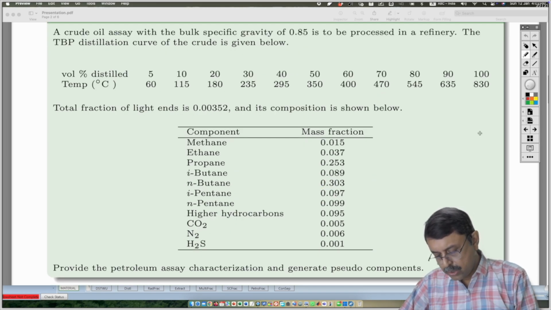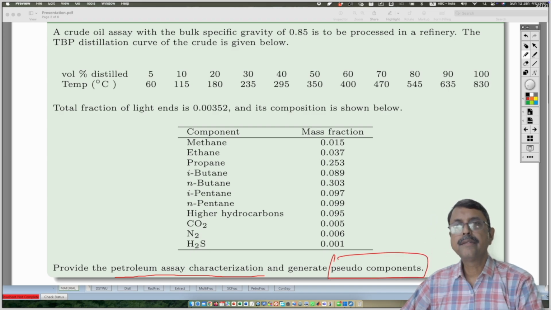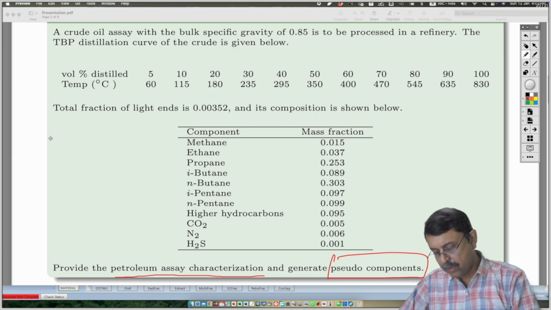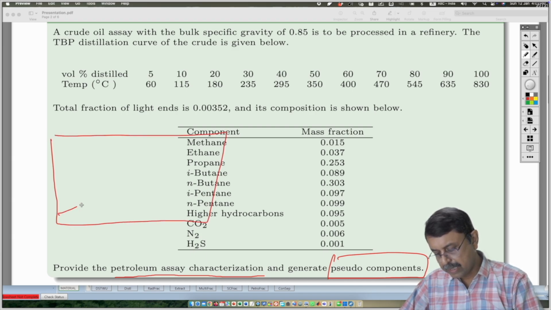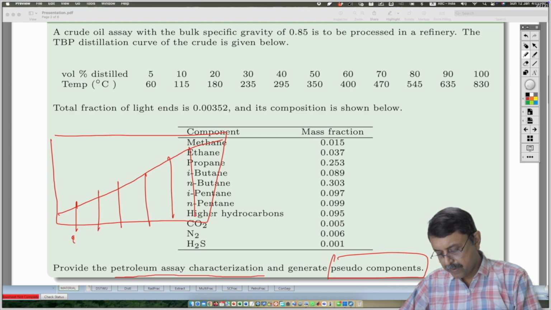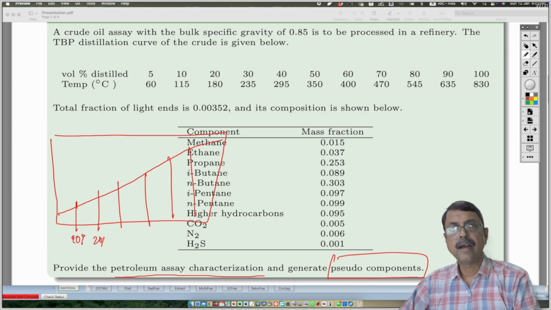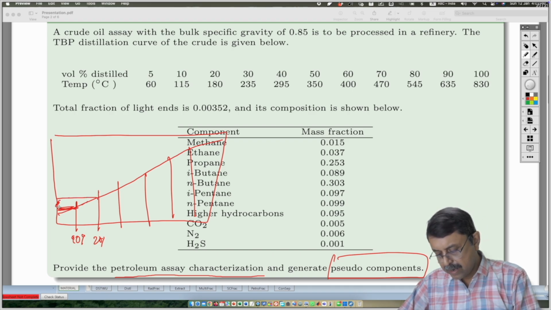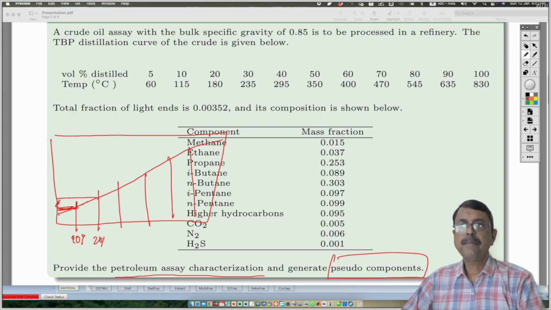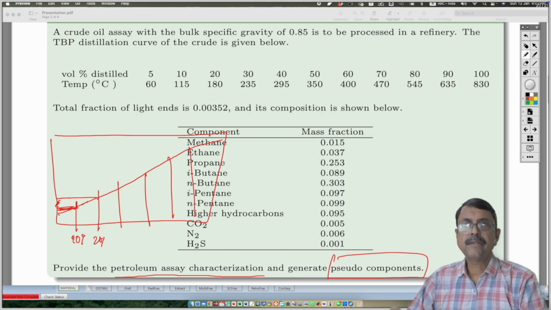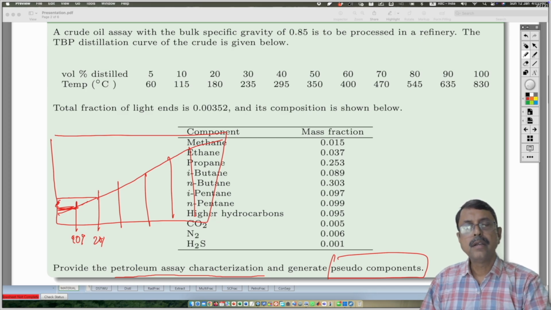And what we need to do is we need to provide the petroleum assay characterization, and we have to generate pseudo components. Pseudo component means basically what we do, we know that we have a standard distillation curve of this nature. Okay, so we have different cuts, right? And this cut, say it is 10% to 20% distilled curve cut. Now they have a range of boiling point, right? So they basically do not have a fixed boiling point. They do not have fixed molecular weight. They do not have fixed viscosity, API gravity, specific gravity, etc.